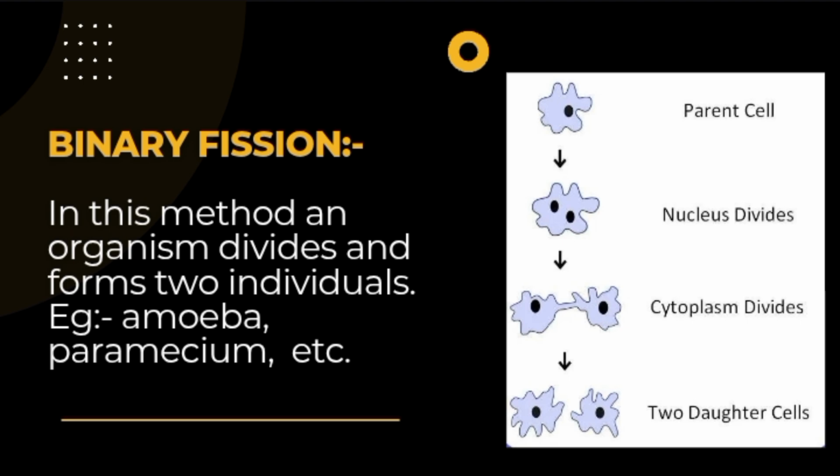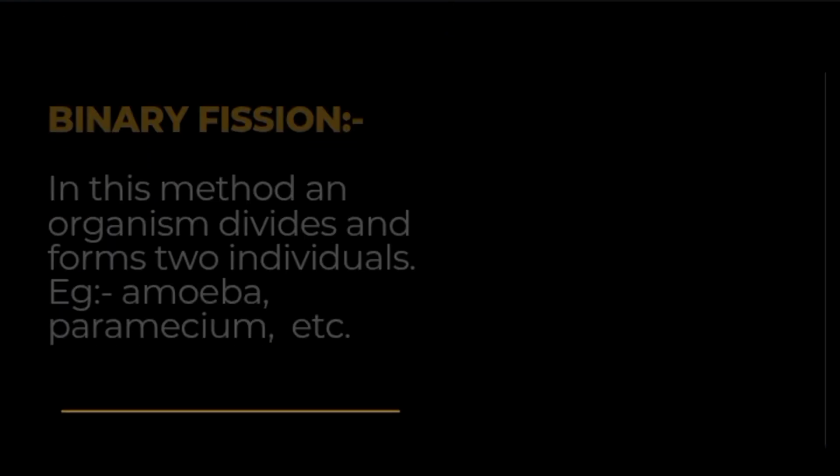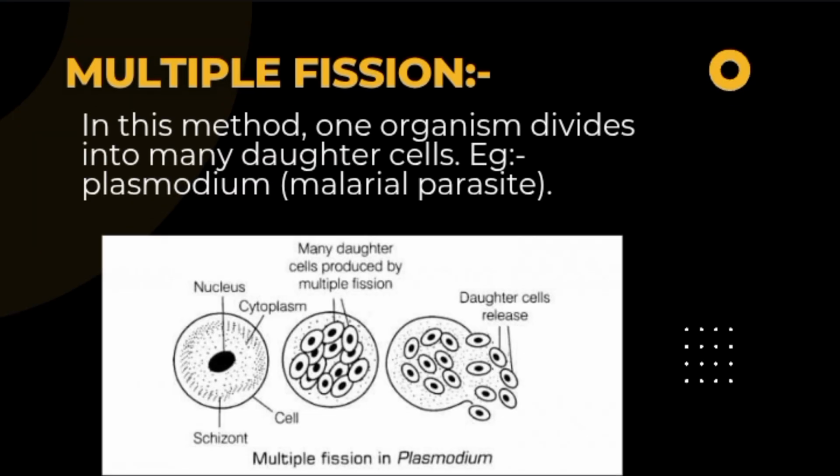Binary fission. So in this method, an organism divides and forms into two individuals. Example, amoeba, paramecium, etc. So here you can see the binary fission in amoeba. And the next one is multiple fission. So in this method, one organism divides into many daughter cells. Example, plasmodium, malarial parasite. Here you can see the multiple fission in plasmodium.